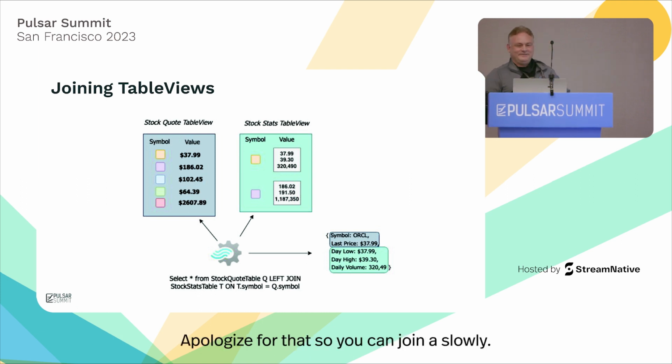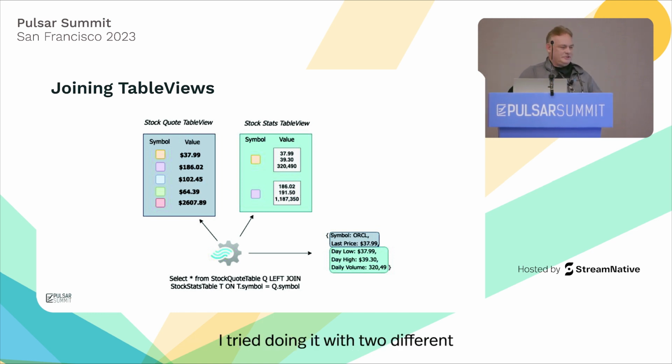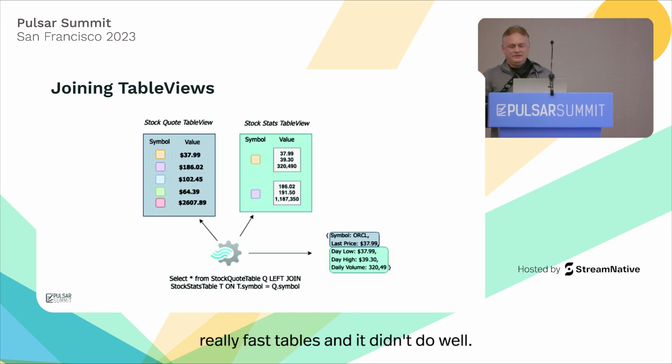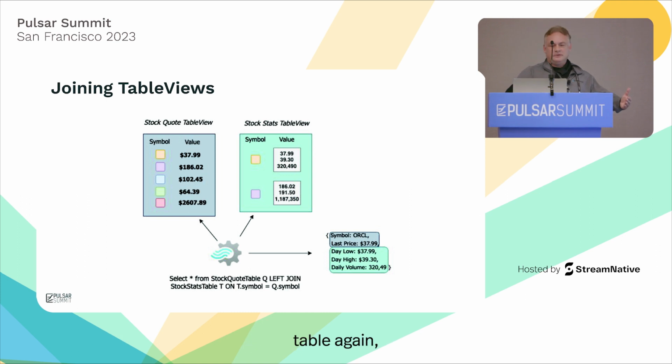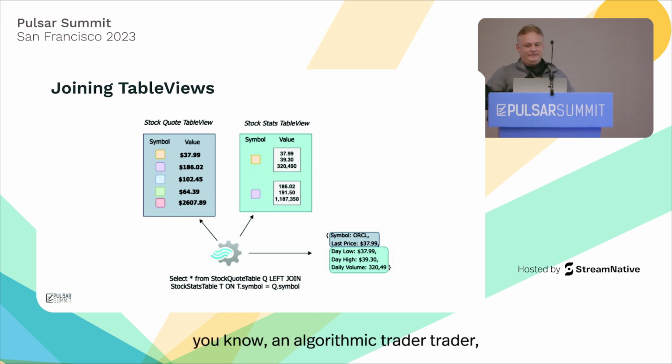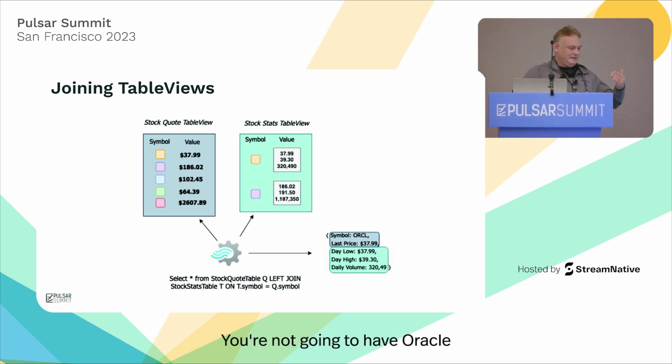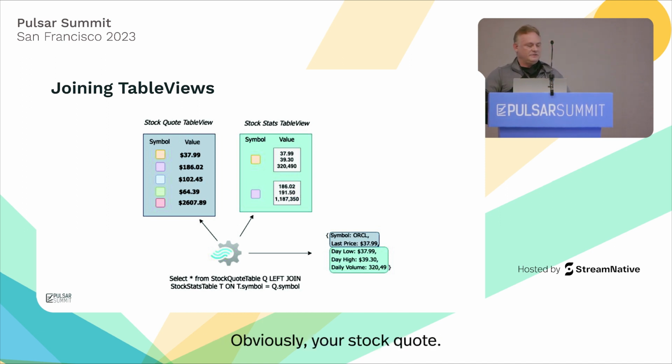Apologize for that. So this is good if you're joining a slowly changing table with a fast changing table. I tried doing it with two different really fast tables and it didn't do well. There's significant lag between the two of them. But if you have a stock position table, again, what securities you actually own, unless you're an algorithmic trader, those stay pretty static. You're not going to go from Oracle, 500 securities down to 2, and pick ones up again like that. That's pretty static. That's your slow changing table there. And then your fast changing table is obviously your stock quote.